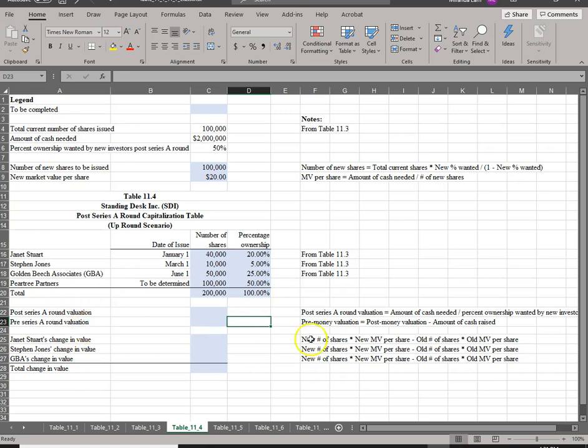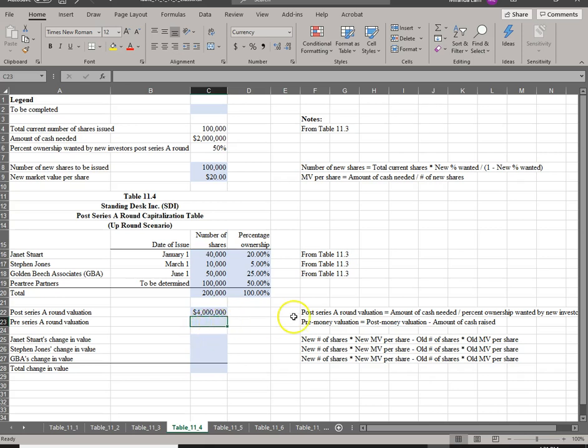So what we want to do is also compute the post-money valuation. This is a Series A round. GBA was a seed round, so that was the first round. This is a Series A. And the post-money valuation is amount of cash needed. So that is $2 million divided by the percentage ownership that Pear Tree wants, which is 50%. So the post-money valuation is $4 million.